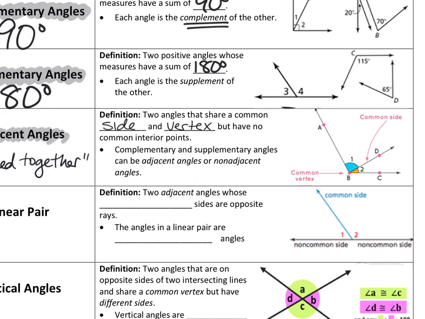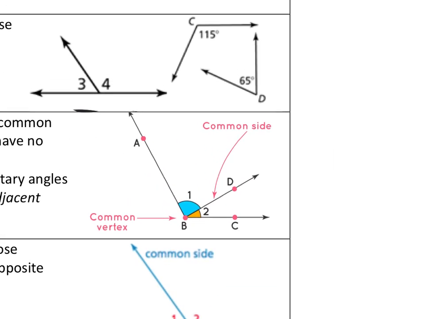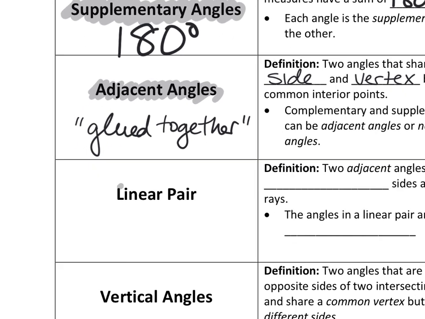Does that make sense? So these two angles here, though they're not complementary or supplementary, are adjacent because they're smushed together. These are the images we were using last time. They're all adjacent angles. Our next vocabulary word is called a linear pair. What do you see at the beginning of the word linear pair?